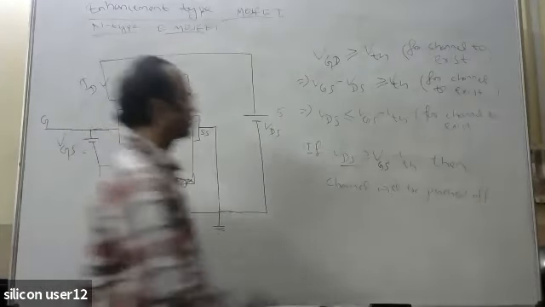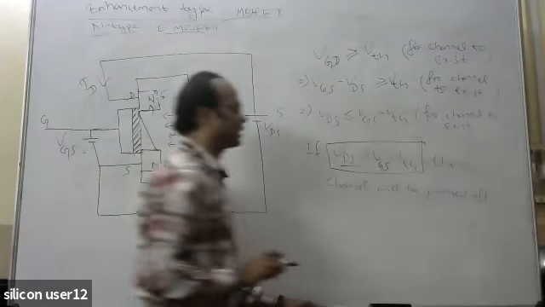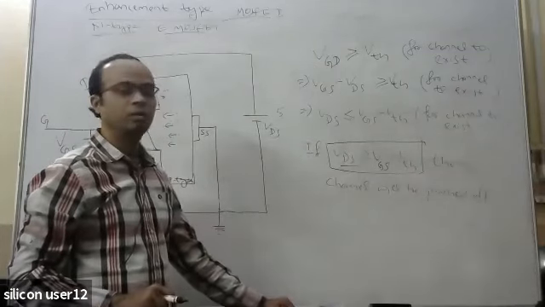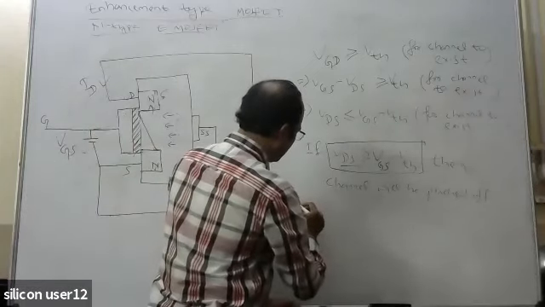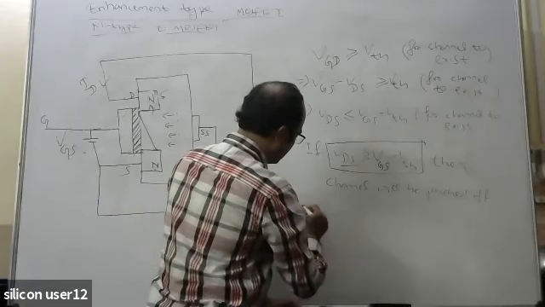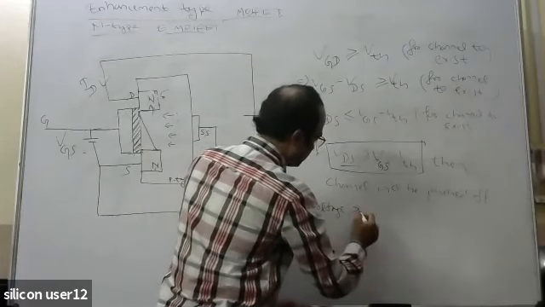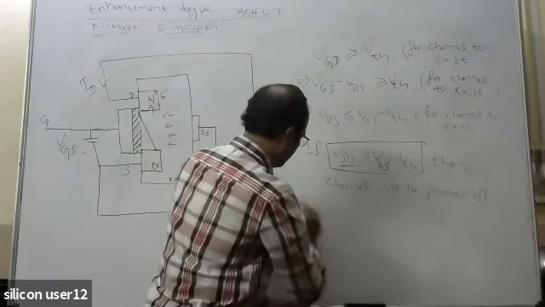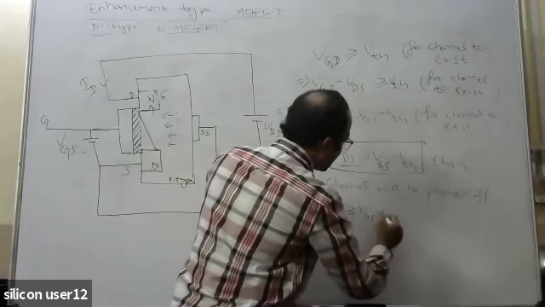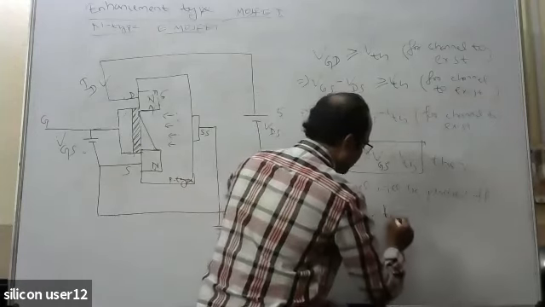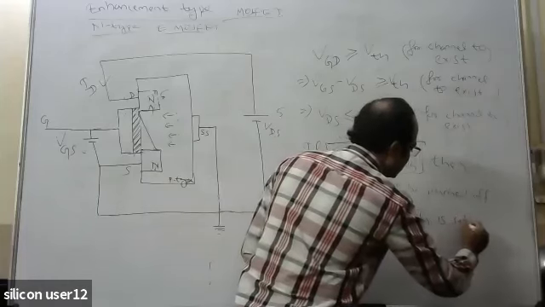So this you have to write down a little according to the condition. If VDS is greater than or equal to VGS minus VTH, then the channel will be pinched off. After that, for any voltage VDS greater than VGS minus VTH, ID is saturated.